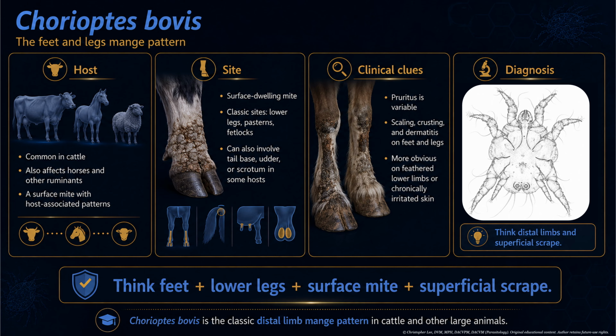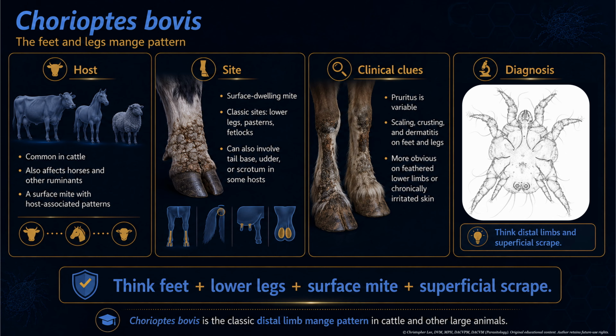Think cattle, sheep, goats, other ruminants, and horses. It is a surface-dwelling mite, and the classic sites are distal limbs, pasterns, fetlocks, and lower legs. Depending on the host, lesions may also involve the tail base, udder, or scrotum. Clinical signs can be variable. You may see scaling, crusting, dermatitis, rubbing, and irritation, especially on feathered or chronically irritated lower limbs. Diagnosis is usually by superficial skin scrapings or tape preparation from scale and crust. The pattern is feet plus lower legs plus surface mite plus superficial sampling.